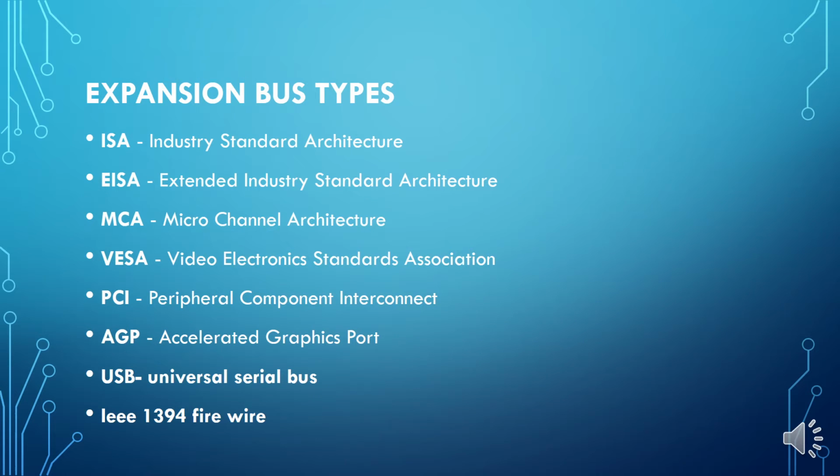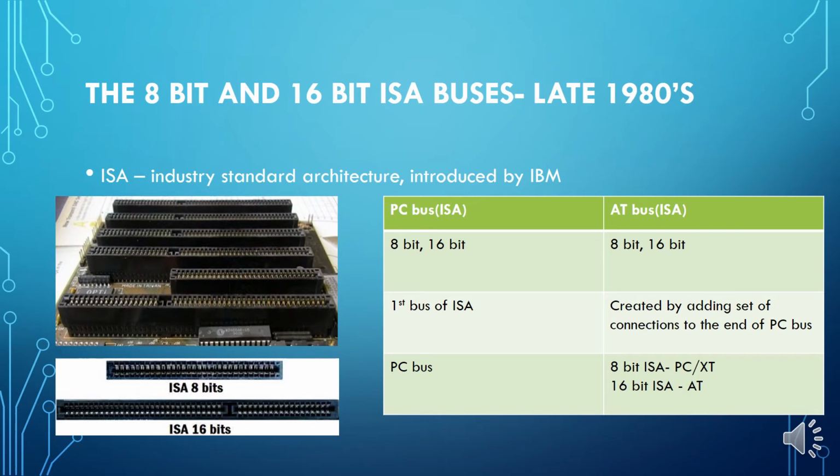Here are the types of expansion buses. You can see the types are ISA, EISA, MCA, VESA, PCI, AGP, USB, and IEEE 1394 FireWire. Starting with ISA. Its full form is Industry Standard Architecture. This ISA bus is found in 8-bit and 16-bit versions, meaning they are carrying either 8-bit data or 16-bit data.